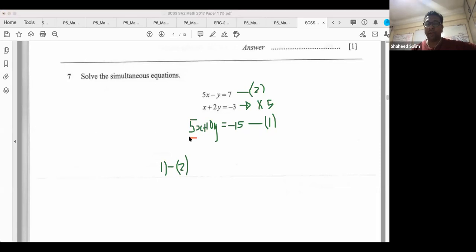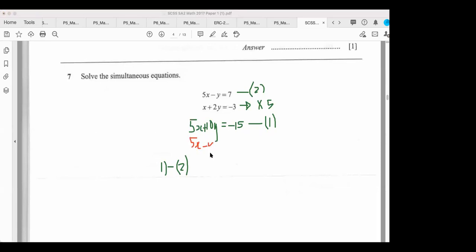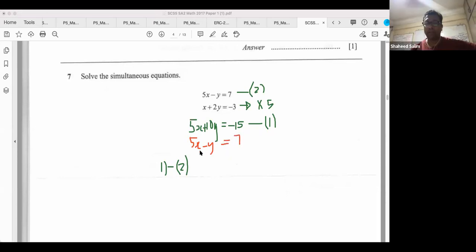This one, 5x minus y equals 7. No, 5x minus 5x, no more x. 10y minus y equals what? Equals 10 plus y plus y. See why? Okay, I write it as minus y.